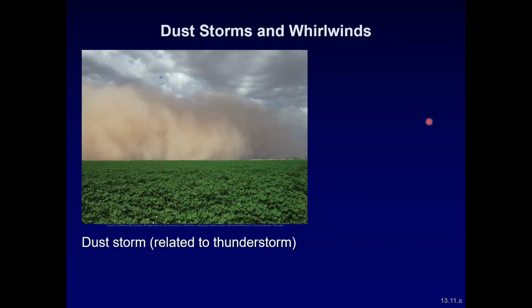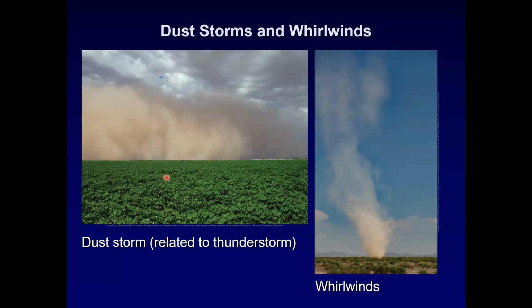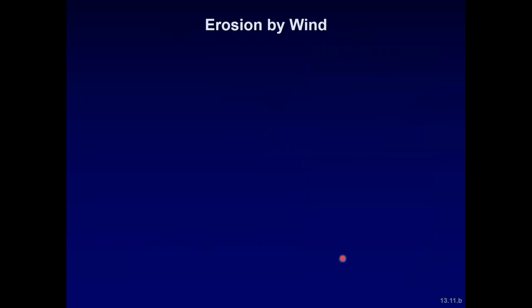Okay, so in desert settings like the southwest U.S., dust storms are common around thunderstorms. We're seeing that here. In Arizona, for example, you can have something called a whirlwind. Those are rotating columns of wind that are typically tens to hundreds of meters across and then less than 1 kilometer in height. Sometimes they're called dust devils. Fun fact, these have been observed on Mars as well. We'll think about wind erosion as well.